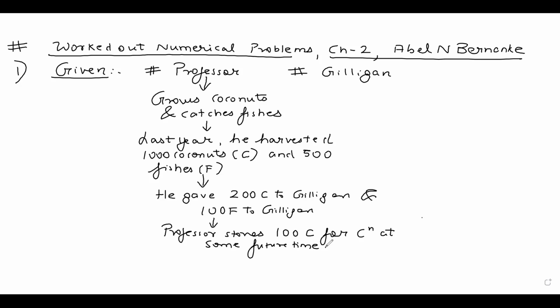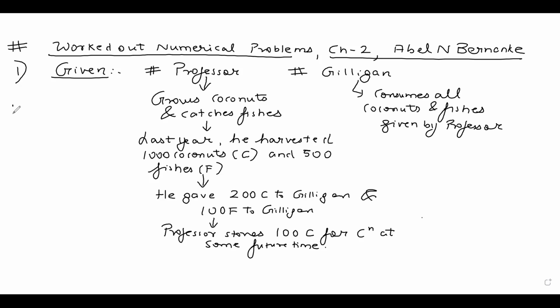Gilligan, on the other hand, consumes all the coconuts and fishes given by the professor. And we are given the following exchange between coconuts and fish. The professor values the following exchange, that I can write 2 coconuts are equal to 1 fish, for the professor. Now let's solve the question.